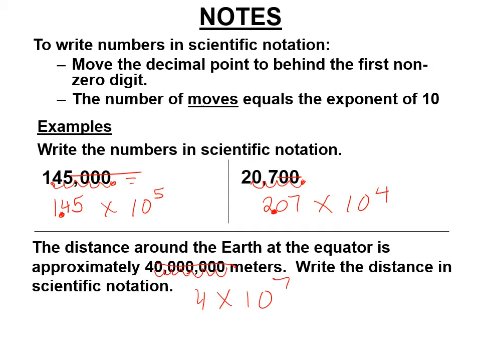Now, that one, the number of zeros matched, but that is not the rule, right? It's the number of moves, right? It was 5 moves there, not 3. It was 4 moves, not 2. And it's got to go behind the first digit. It will always start with the number 1 through 9.